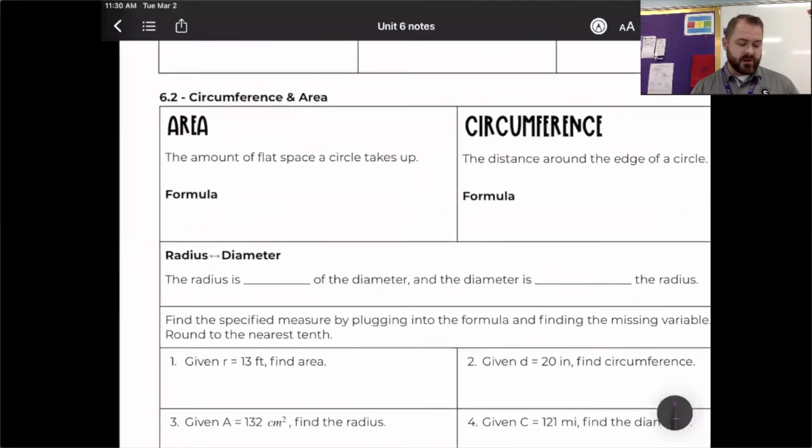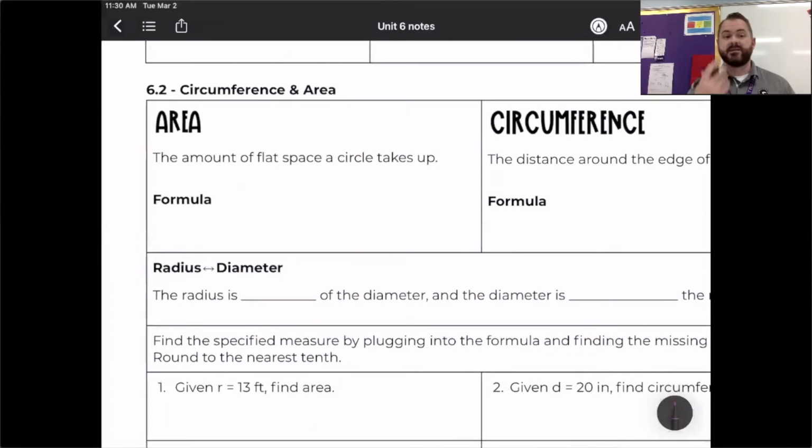When we talk about area, area is just the amount of flat space a circle takes up. And there's a formula we use for area. That area formula is A equals pi r squared. Now, pi is about 3.14. It's a designated value we use with circles, but we're always going to use the pi key on the calculator. So I'm going to show you that as we go through this to make sure that you understand we're not just using 3.14 for pi. We're going to use the pi value of our calculator.